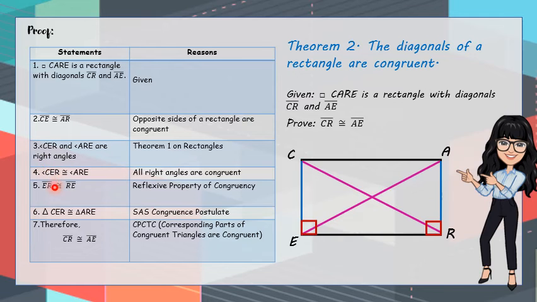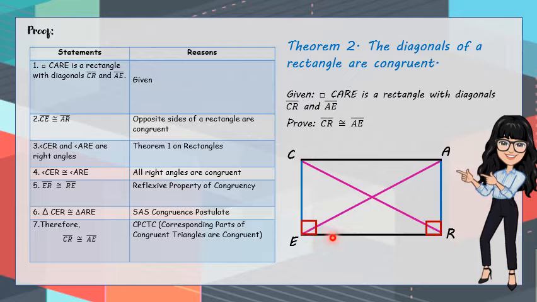And then, since angle CER and angle ARE are right angles, we can say that angle CER is congruent to angle ARE because all right angles are congruent, because all right angles measure 90 degrees. So these two angles here are congruent. Now, segment ER is congruent to segment RE. They are just the same. So this is segment ER and this is also segment RE. They are just the same and they are equal.